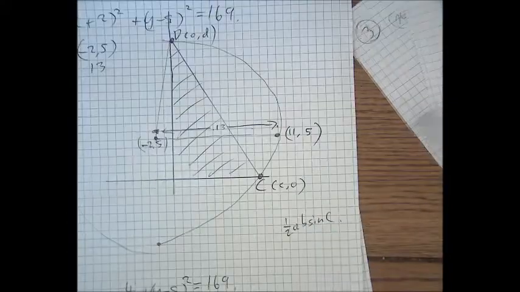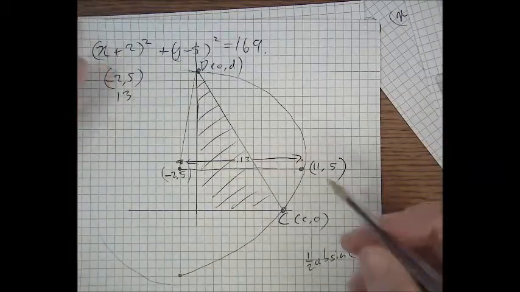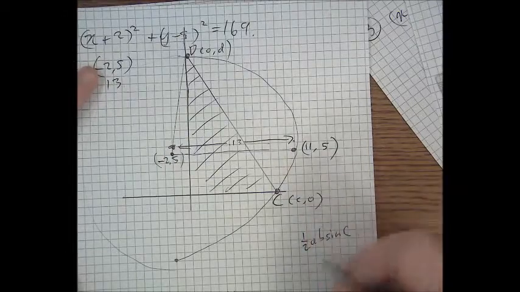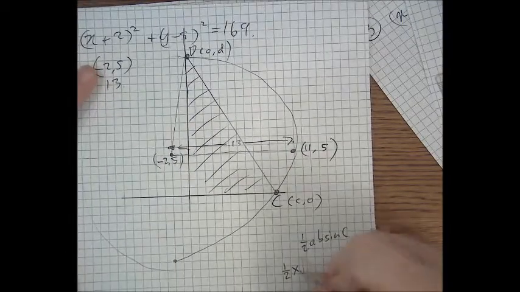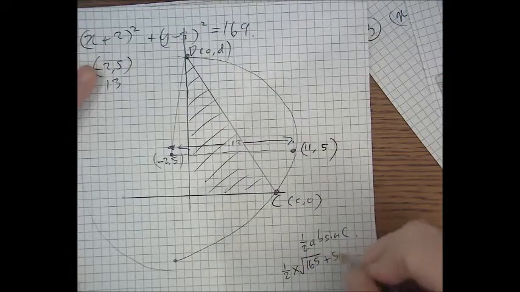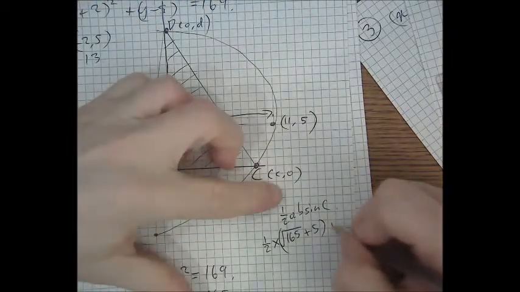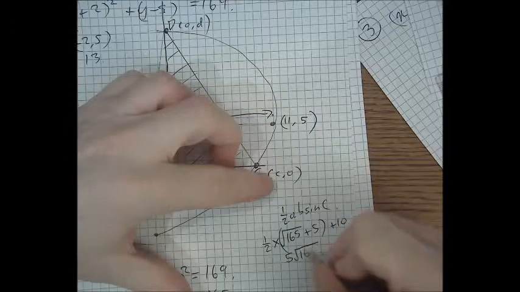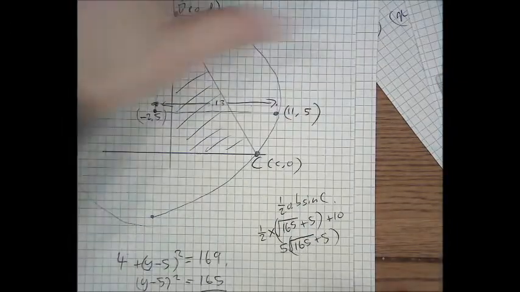But as it happens, I'm completely sweet to work out the area of the triangle. It's half the base. My value of C was root 165 plus 5, and my height is 10, so my area of a triangle is that.